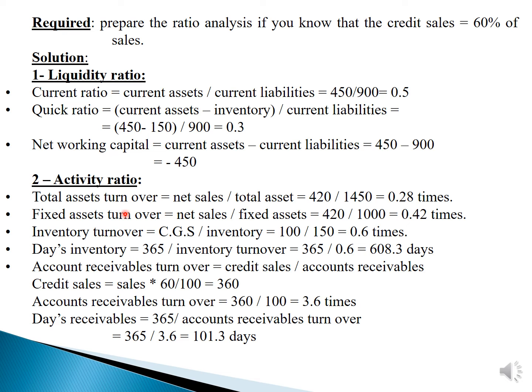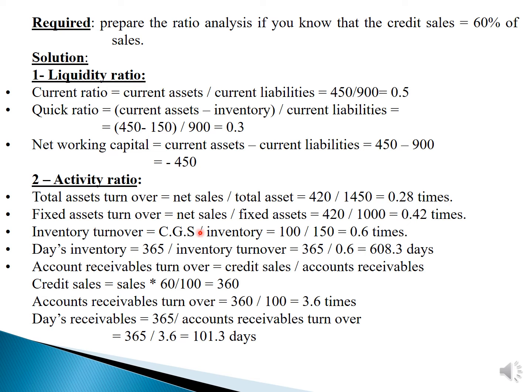I'm going to give you some examples about some of these equations. First of all, we can start with the total assets turnover. Total assets turnover equals net sales over total assets. When we see the word turnover, we have to write beside the answer "times". Whether we are speaking about fixed assets, inventory, current assets, whatever, when we are speaking about turnover, we have to put times.